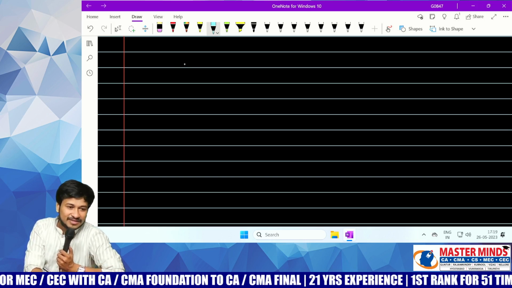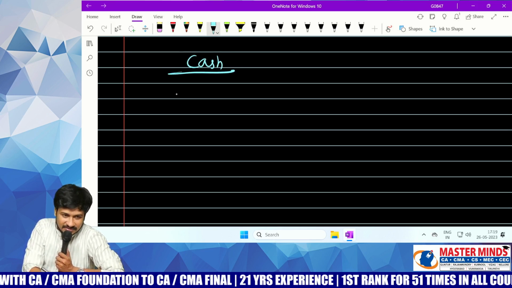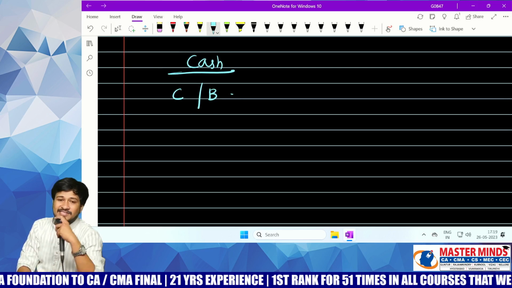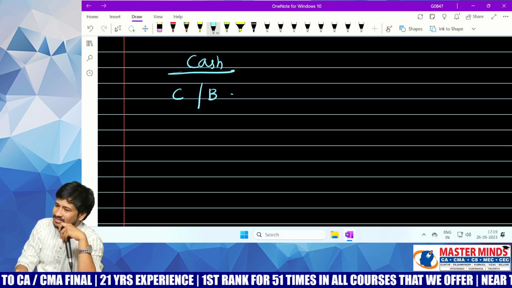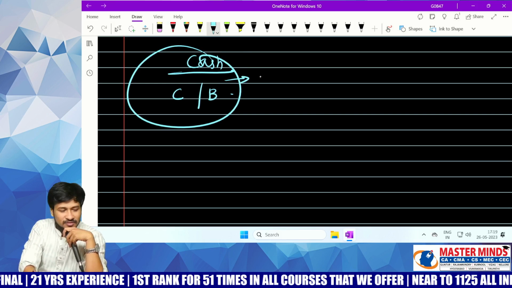Anyways, hope you have got the difference between cash and cash equivalents now. Tell me, cash includes what? Cash in hand and cash at bank. Cash at bank, in the sense, includes only current deposits. Cash in hand, in the sense, means coins, etc. It also includes foreign currency.